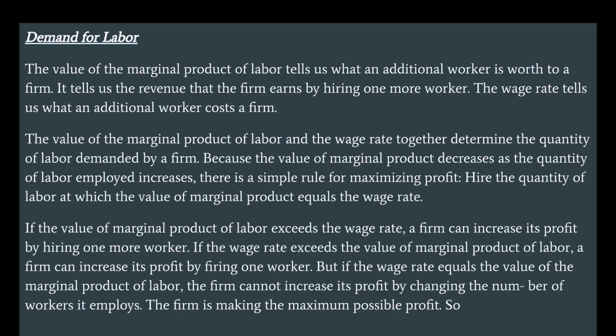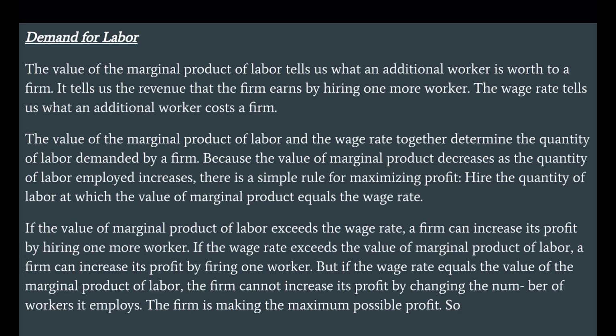Demand for labor. The value of the marginal product of labor tells us what an additional worker is worth to a firm. It tells us the revenue that the firm earns by hiring one more worker. The wage rate tells us what an additional worker costs a firm. The value of marginal product of labor and the wage rate together determine the quantity of labor demanded by the firm. Because the value of marginal product decreases as the quantity of labor employed increases, there is a simple rule for maximizing profit: hire the quantity of labor at which the value of the marginal product equals the wage rate.